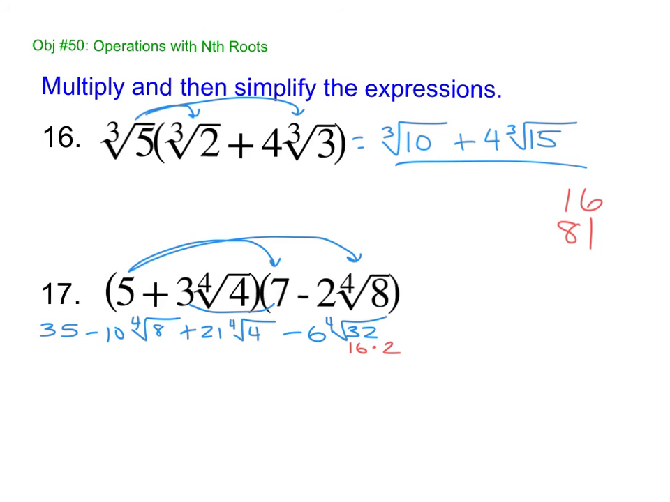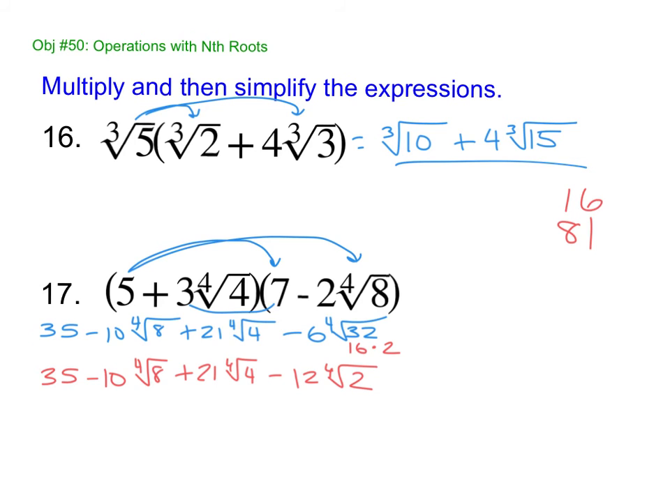So that gives us 35 minus 10, the fourth root of 8, 21, the fourth root of 4, minus 12, the fourth root of 2. Now, you cannot combine like terms. A lot of kids stop at this point, but there's actually something else we can do.